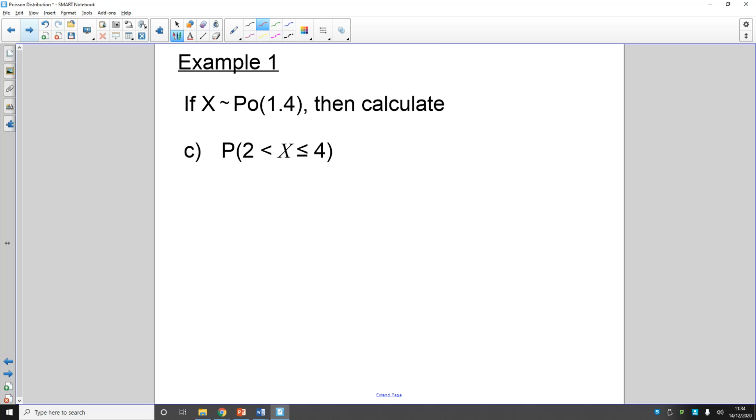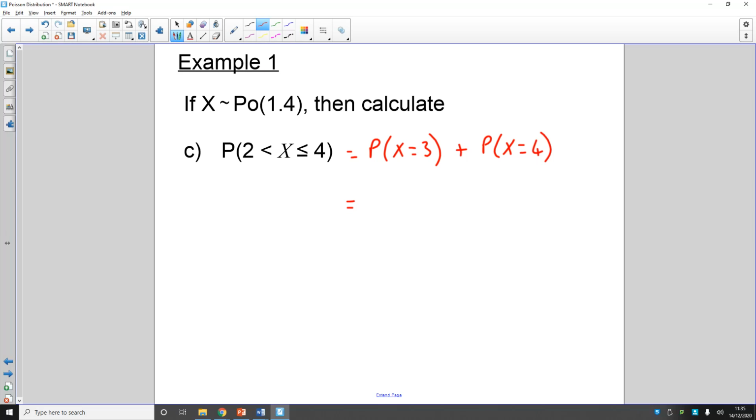Okay, so another look at another question then, for example 1. So what's the probability that X is greater than 2 and less than or equal to 4? Well, in this case, this implies that X can either be equal to 3 or X could be equal to 4. So by adding those 2 probabilities together, we can come up with our solution. So at this point now, you can either use the formula that I've shown you for examples A and B, or you can use your calculator to work out the individual probabilities.